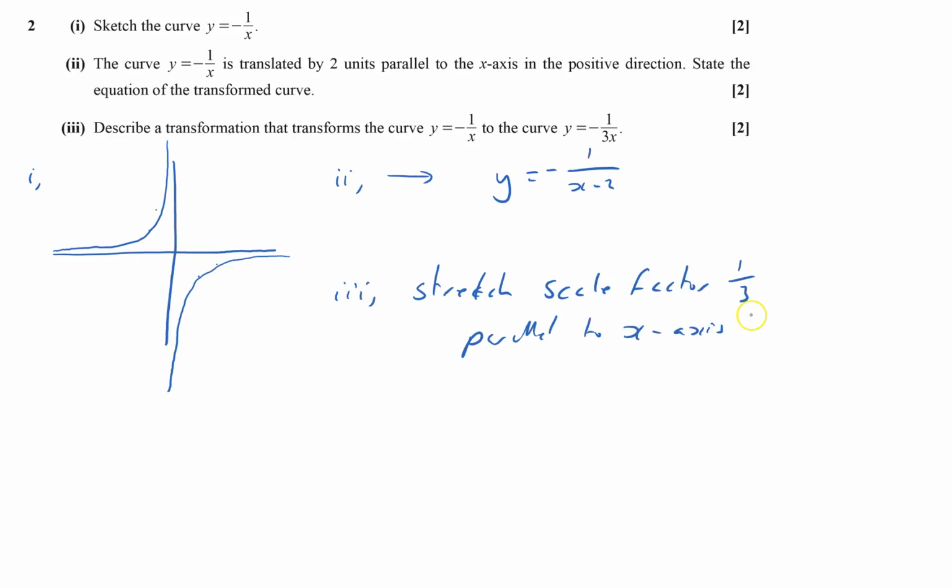Actually, you could have considered this to be y equals 1/3 times what we started off with, minus 1 over x, like that. It'd give me the same thing, so that would actually be a stretch scale factor 1/3 parallel to the y-axis. So you could actually do it both ways, but I think the blue one's probably what you'd get. That's 2 done.